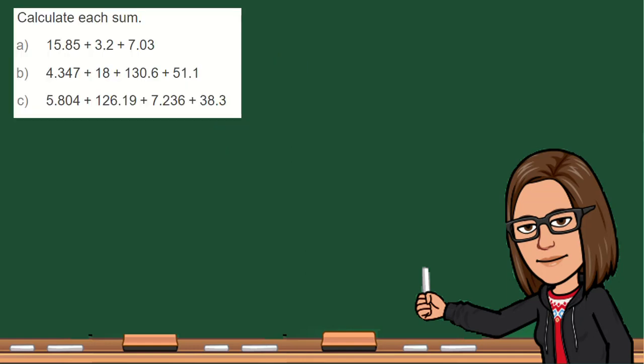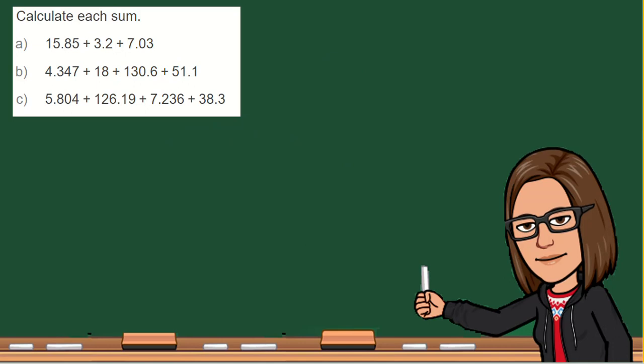We have to calculate the sum of each of these three problems. Let's go through them really quick. The first thing that will be helpful is if you round them to start. So if I look at this and I have 15.85, well, the 0.8 is above 0.5, so I can say that's going to be 16, plus 3.2 would be 3, and then the 0.03 would be 7, which would be 26. So now you have an estimation. You think it's going to be around 26.